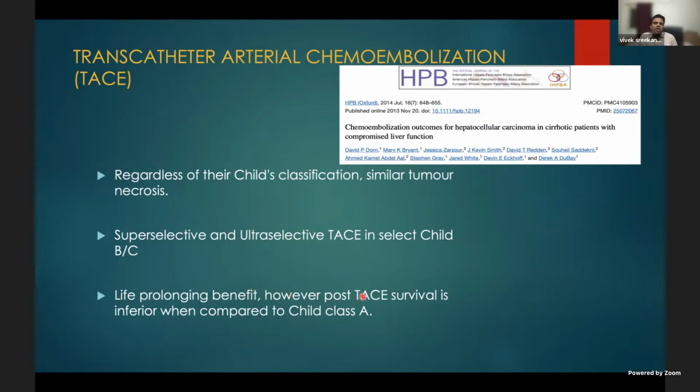However, the post-TACE survival is inferior compared to Child A. That is anyway expected because of the compromised liver function in Child B and Child C. The post-TACE survival is not as great as in cases of Child A, is what it shows. But however, the MRI tumor necrosis is similar in Child A as well as in Child B and Child C.